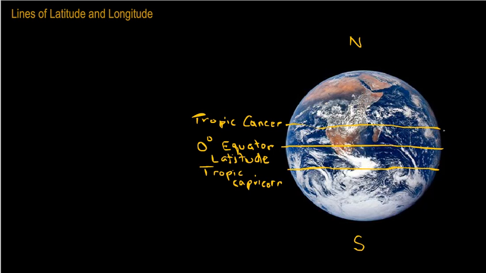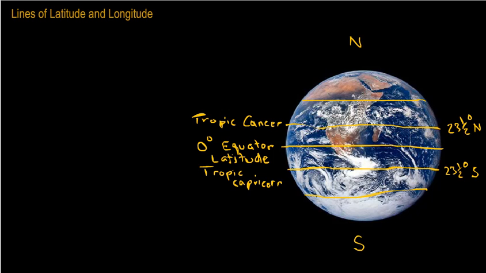Now they are both at 23.5 degrees, and in this case the Tropic of Capricorn is 23.5 degrees south because it's in the southern hemisphere. You can see it's below the equator line, and the Tropic of Cancer is 23.5 degrees north because it is above or north of the equator line. The further we go, or the higher we go, the higher the latitudes are.